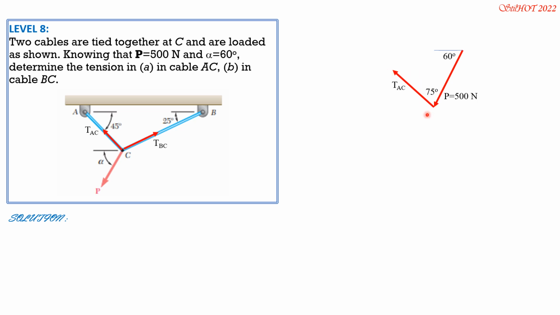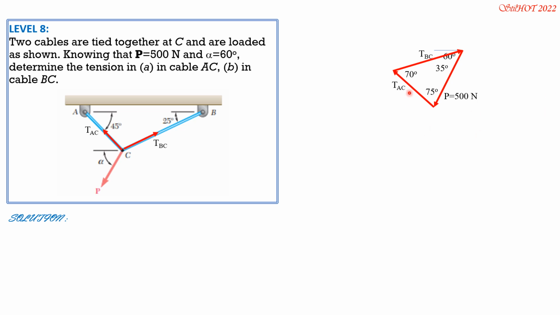And finally, we have tension BC. So that's 75, 45, and 30, 75. So this is 25 degrees from the horizontal, tension BC. And the total angle is 60. 60 minus 25 is 35. So this is 35 degrees. And 70 is also 25 from the horizontal plus 45 degrees, tension AC. So that's 70 degrees. Another way to get 70 is 180 minus 35 minus 75.